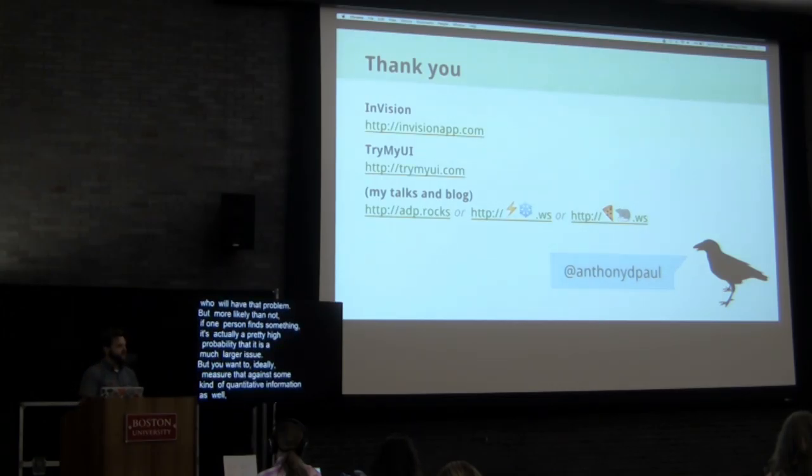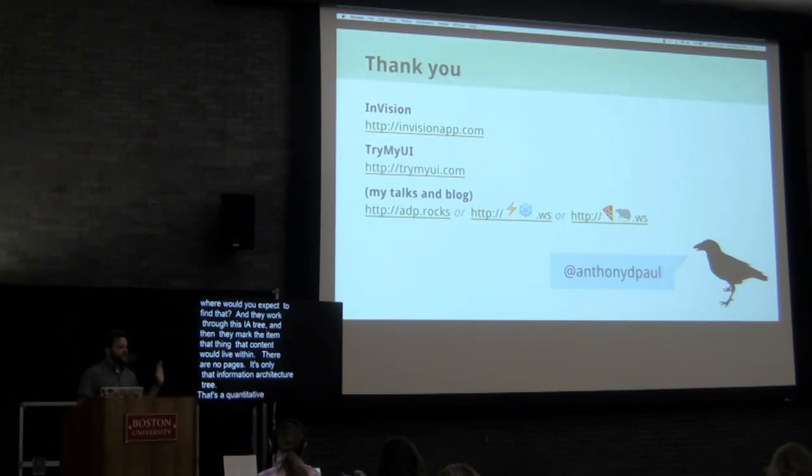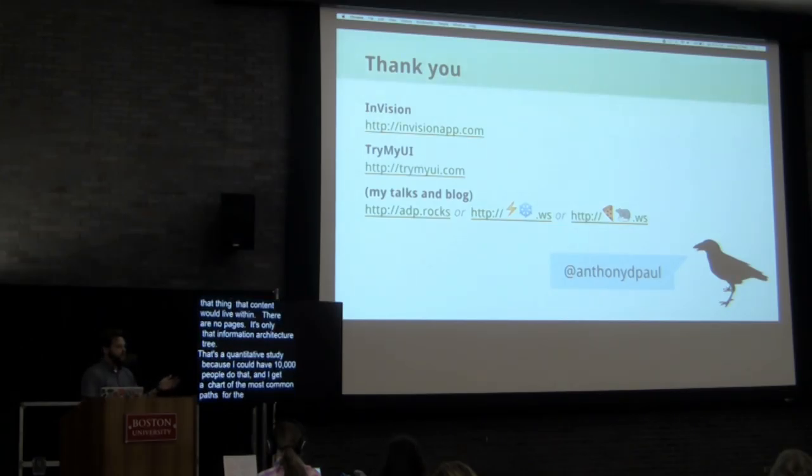And that's where, if I was working on an information architecture problem, I might also look at running a TreeJack test. I mentioned that earlier. I think it's optimalsort.com/TreeJack. You can put in your entire menu system as an outline, and it gives you a URL as well, and you give people tasks, like, if you were looking for the School of Nursing, where would you expect to find that? They walk through this IA tree, and then they mark the item that they think that content would live within. There are no pages, it's only the information architecture tree. That's a quantitative study because I could have 10,000 people do that and then I get a chart of all the most common paths for all the most common things. So I would want to pair that with my qualitative study.